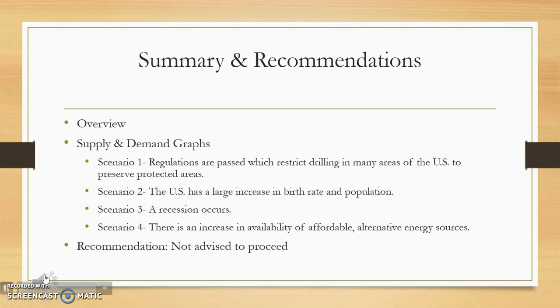Okay, let's go over a summary here. First, we went over our overview, found out a little bit of background information about what we were talking about. Then, we went over the supply and demand graphs, where we used 4 different scenarios to set up these graphs. The first scenario was regulations are passed, which restrict drilling in many areas of the U.S. to preserve protected areas. The second is the U.S. has a large increase in birth rate and population. The third scenario is a recession occurs. The fourth scenario is there is an increase in availability of affordable alternative energy sources.